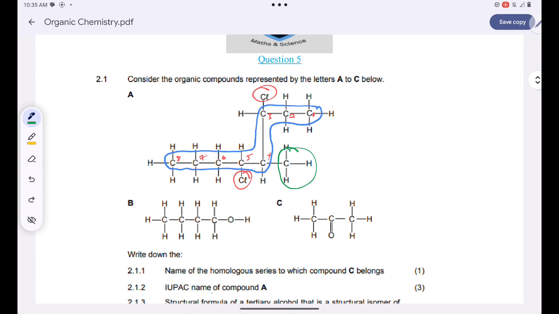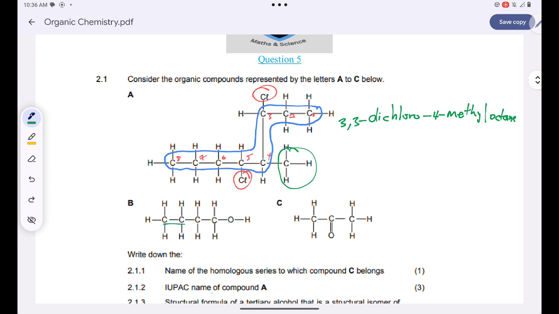Whenever I name this thing, I'll simply say 3.3 dimethyl, because I have two, no, not dimethyl, excuse me, it's dichloro. It's dichloro, and then 4-methyl octane. It's octane since the number of carbons on the longest chain is 8.